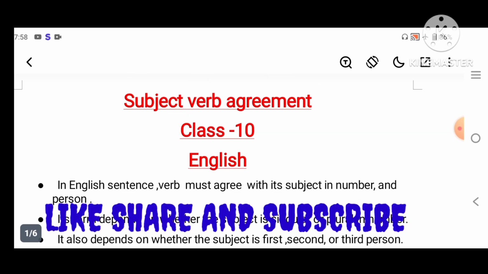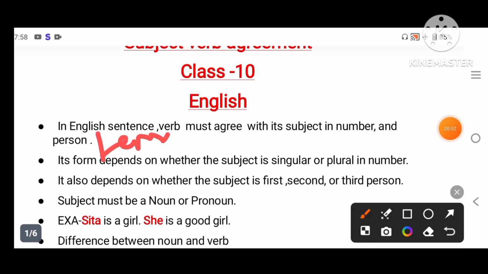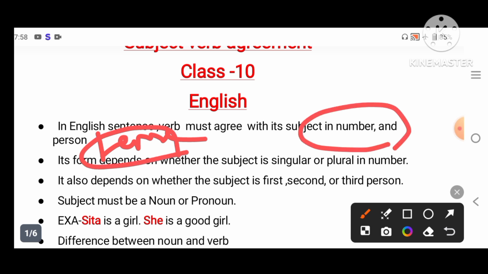Okay, so there are so many rules and they are very important for your exam. We will explain them one by one. In an English sentence the verb must agree with the subject in number, person and tense. Sorry, I left out tense. The verb always agrees with the subject in tense, number and person.